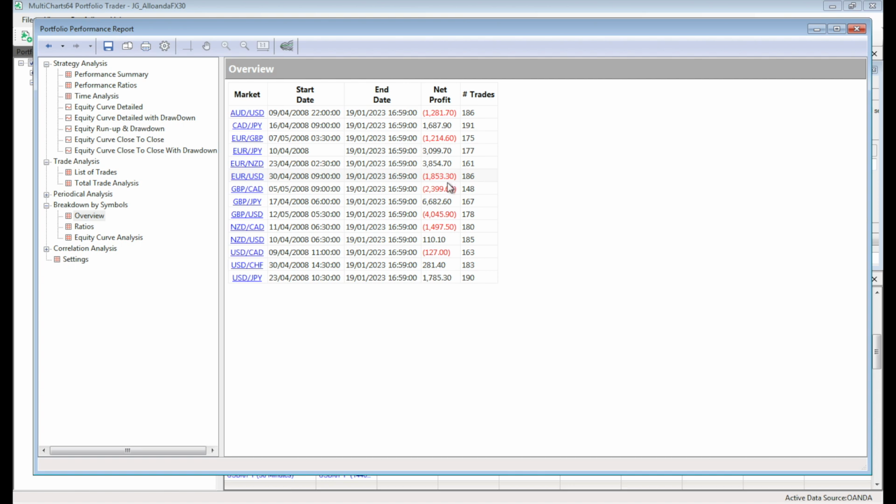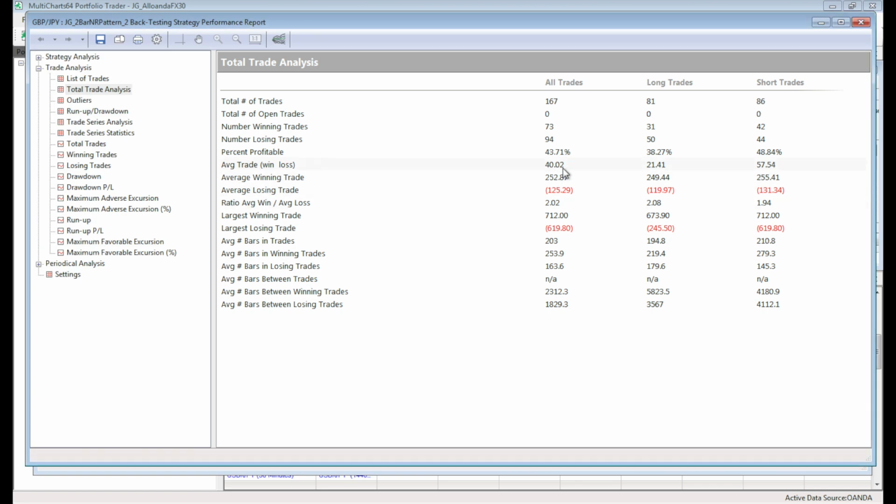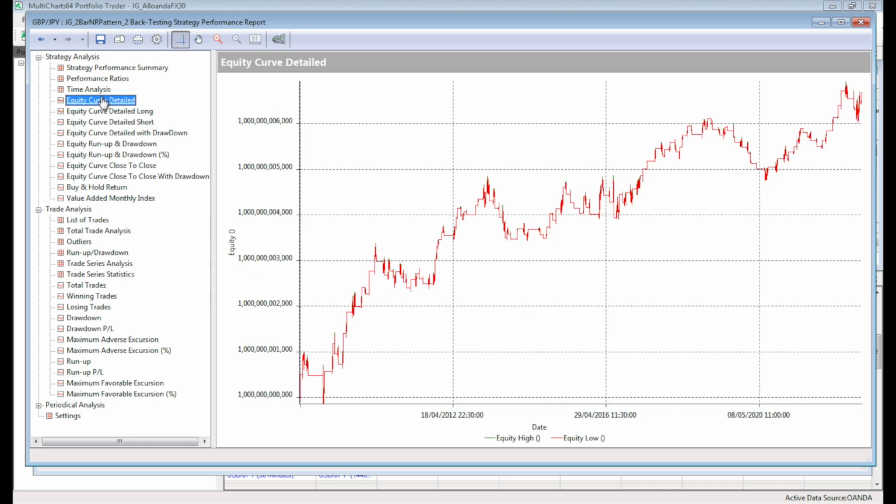And then we've got negative, negative. Pound yen is the most profitable again. Got a huge average trade of 40 pips. And another reasonable equity curve.